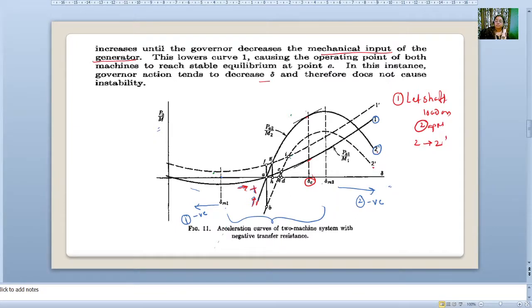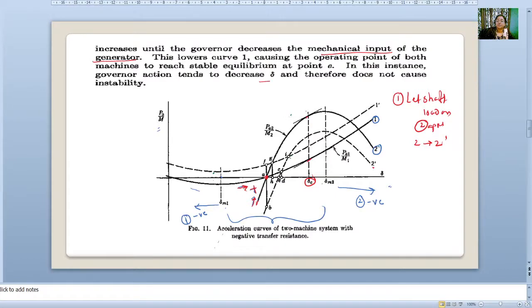Now this lowers, meaning it shifts from 2 to 2 dash. Initially, before governor action, before the load is applied, both machines are operating at a stable equilibrium point, and that point is A, the intersection of curves 1 and 2.